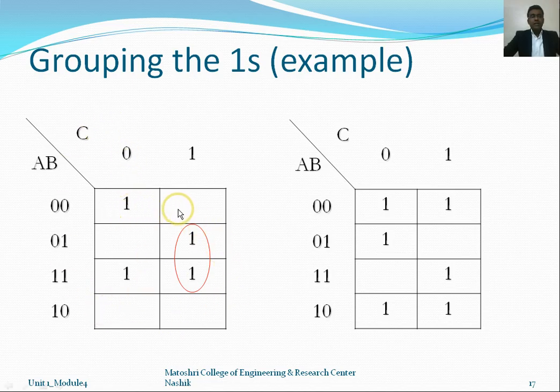Here the 8 ones is not available, so we think about the 4, but the 4 ones are not adjacent to each other. 4 ones are present, but they are not adjacent to each other, so the 4 ones grouping is not possible in this example. So we move to the pair. Pair is possible. Ask yourself, if it is possible, make it a group of a pair of ones. So we are making this first group, then these two are also adjacent.